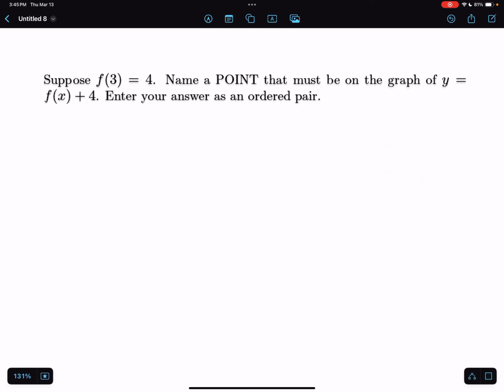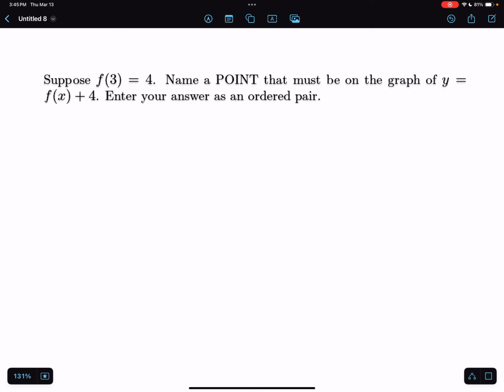In this video, we're going to be explaining this function and graph problem from Algebra 1. The problem statement says, suppose f of 3 equals 4. Name a point that must be on the graph of y equals f of x plus 4. Enter your answer as an ordered pair.